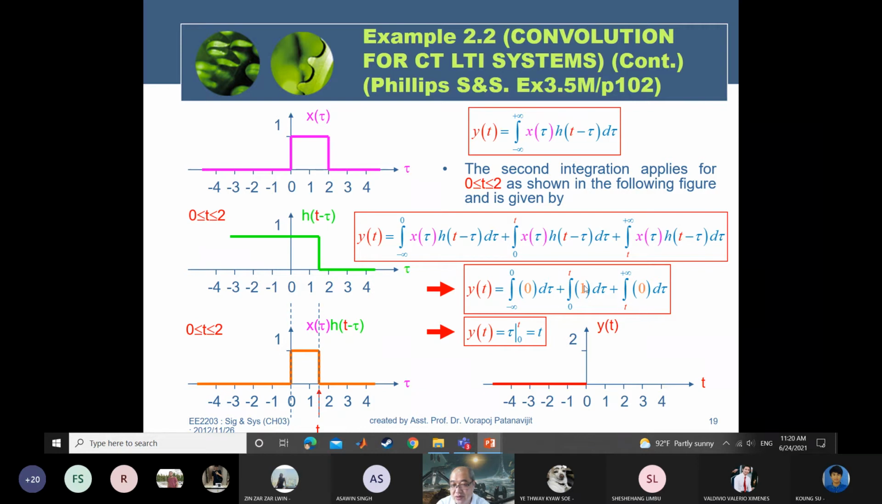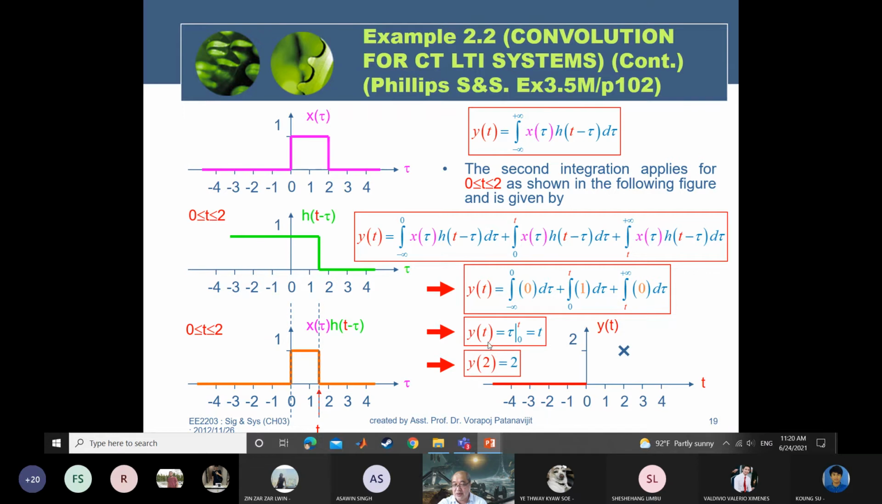Only the middle part. You integrate one detail. This gives you tau, and you substitute the range from 0 to t. Even though the result is similar to the previous one, in the previous one the result is equal to t reaching infinity, right? But in this case, y(t) equals t only between 0 and 2. Therefore, the final point is at 2.